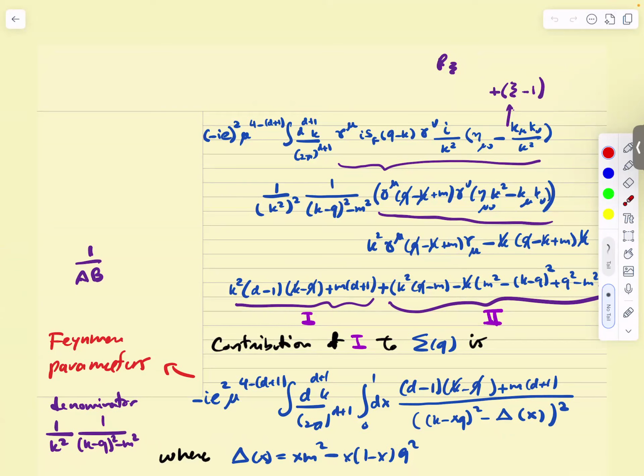Okay. So what does the diagram look like? The diagram will have two nodes. So there's minus IE gamma mu here, minus IE gamma mu here, right? Those are the two terms. There's a fermion propagator in the middle.